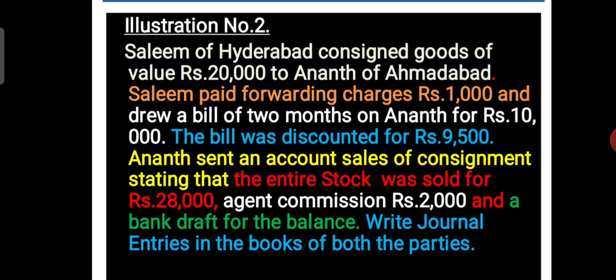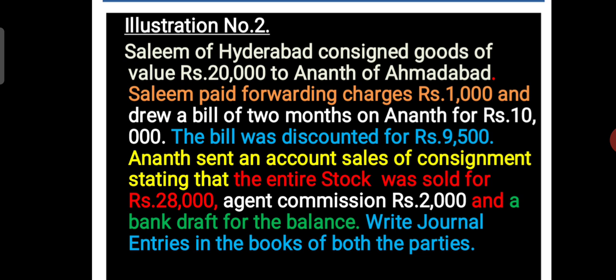The bill was discounted for ₹9,500. So we should not consider that here. Actually, we would have to write a journal entry, but there is no need to write a journal entry for this point. Just ignore the bill discounted with the bank, and the point will be considered only when the bill is dishonored. Then only it will become important.